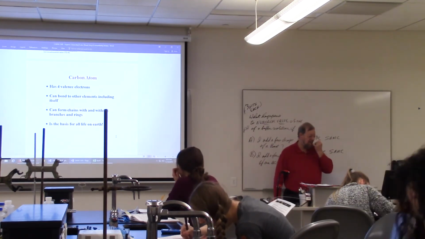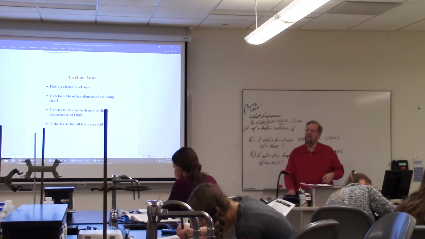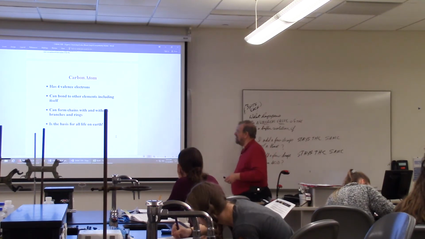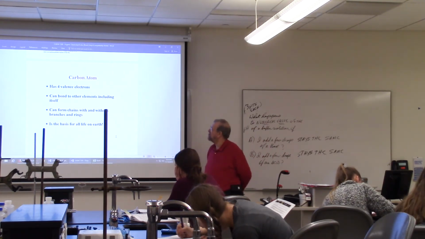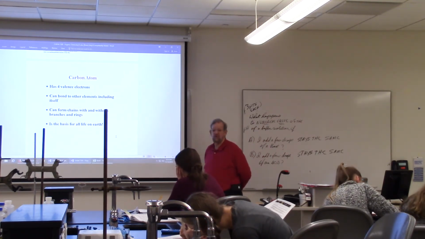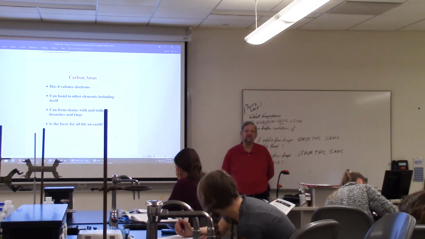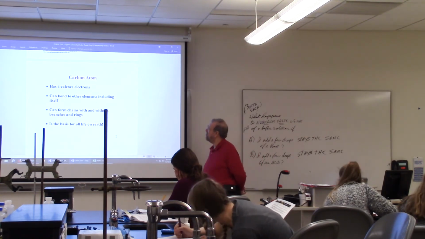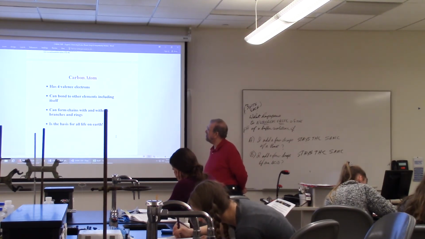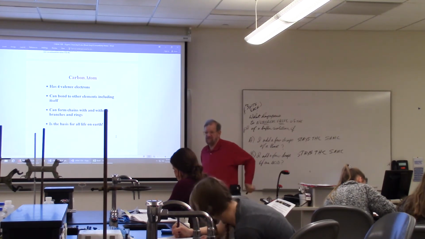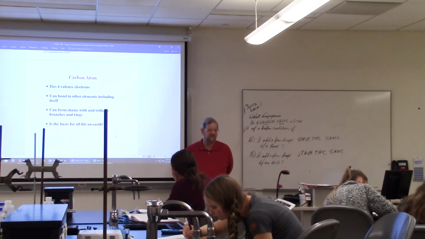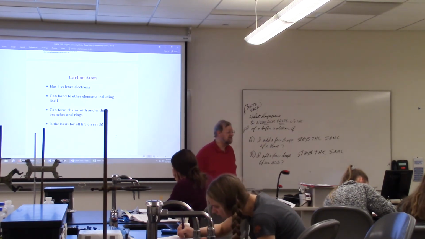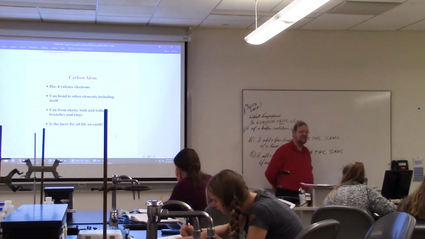So, carbon can do things most other atoms can't. And this is what makes the carbon atom especially wonderful. And that is, it can bond to itself. Most atoms can't bond to themselves more than once. And carbons can form chains, with or without branches that come off from the side like branches of a tree, and it can also form rings. And carbon is the basis of all life.